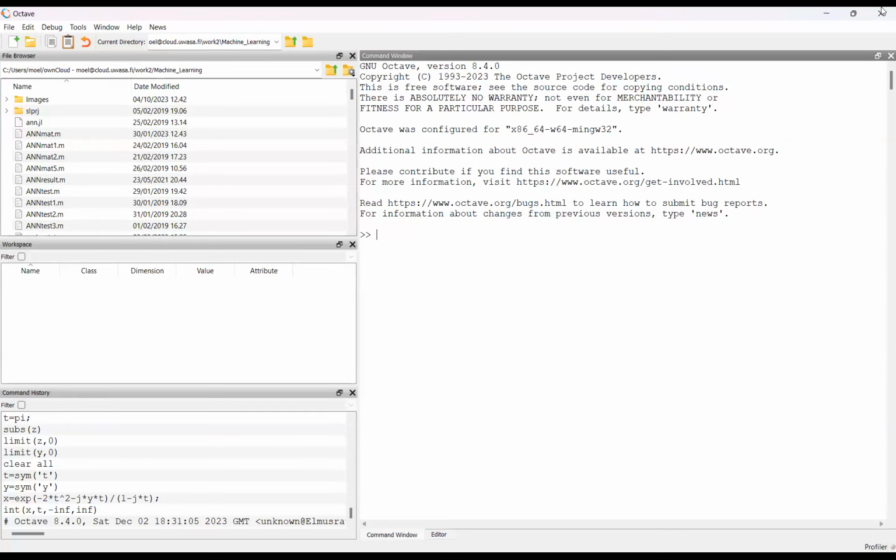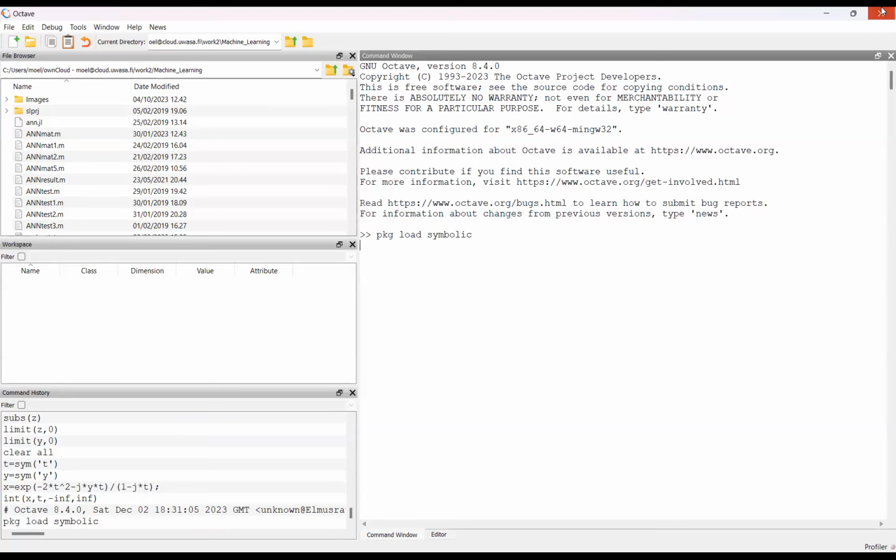MATLAB or Octave. Okay, so now I need to load the symbolic package. In MATLAB you don't need to, because it is already built in, but here I need to write pkg load symbolic in Octave. Okay, so now the package has been loaded. Actually it comes when you install Octave. This is version 8.4 or 8.3. It comes built in already, but you need to load it.